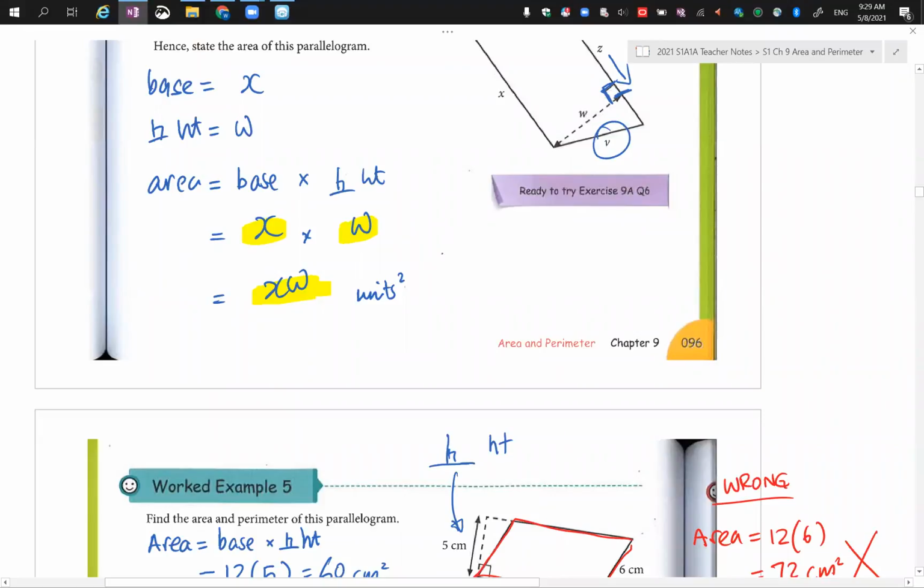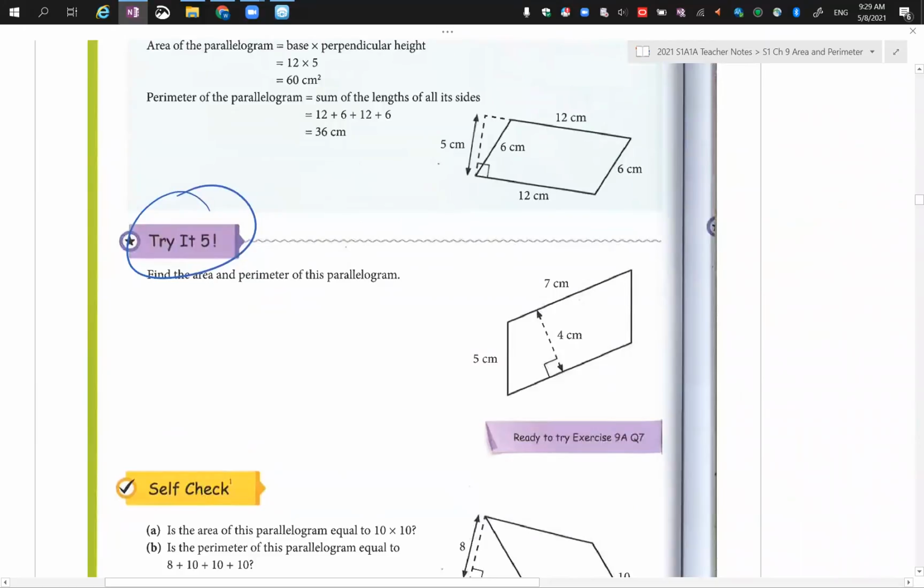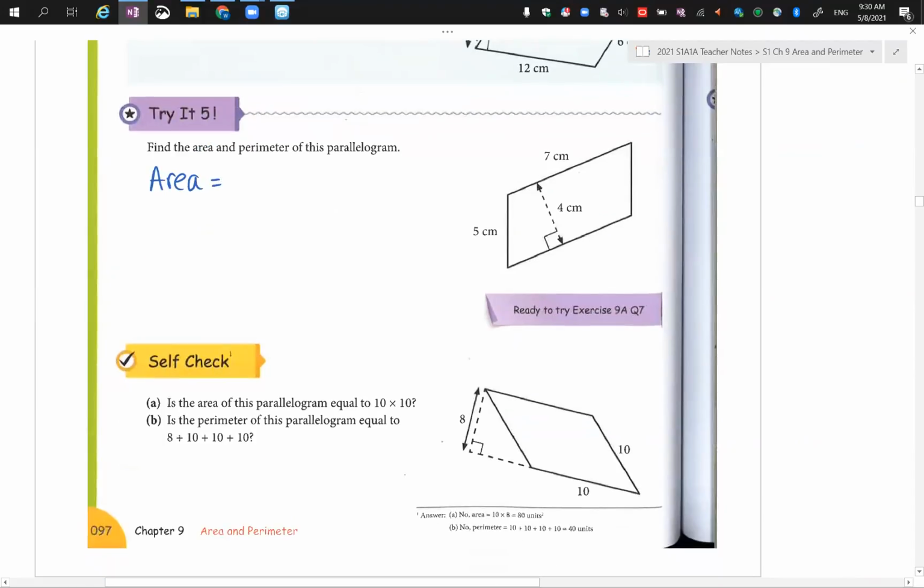Sean, done with this copying? Yes? Very good. You're already finished? Yes, 7. Okay, keep going. Area equals base times perpendicular height.